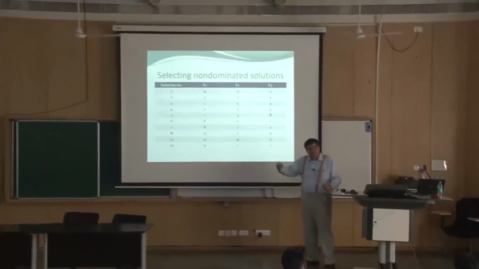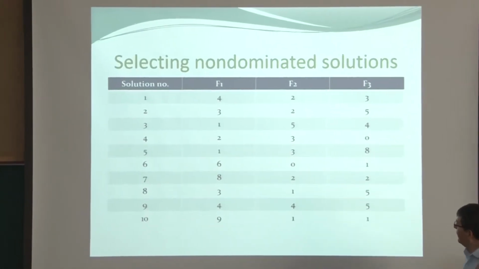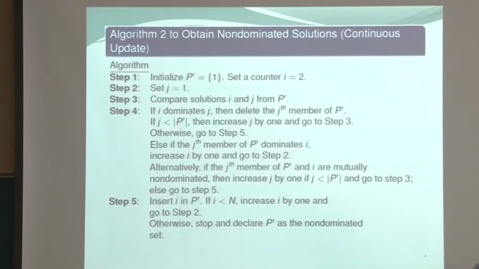So the obvious question is, can we do this in a better way, right? More efficient, because it is clear here we are performing several comparisons. It's very inefficient, so can we do it better? Sure, we can do it better. So this is the second algorithm.